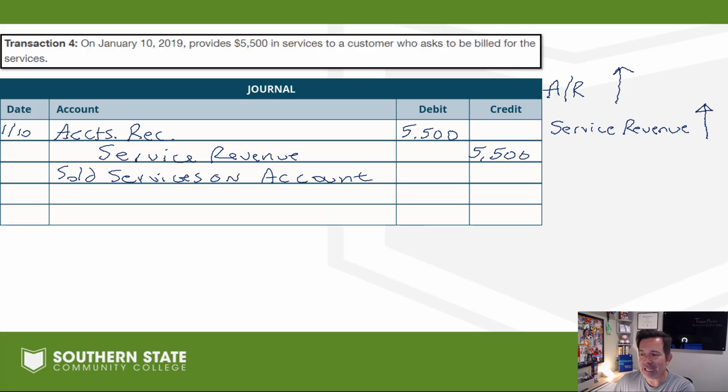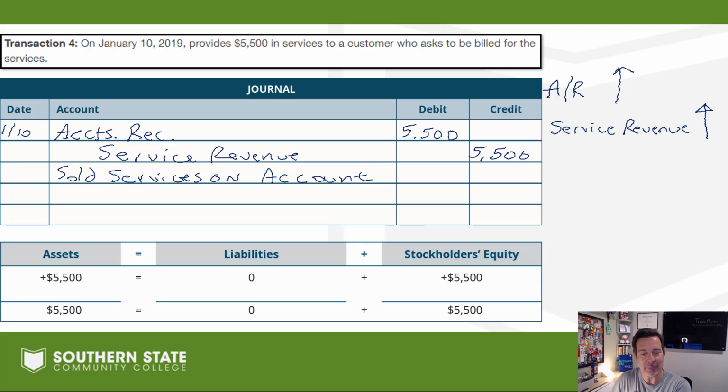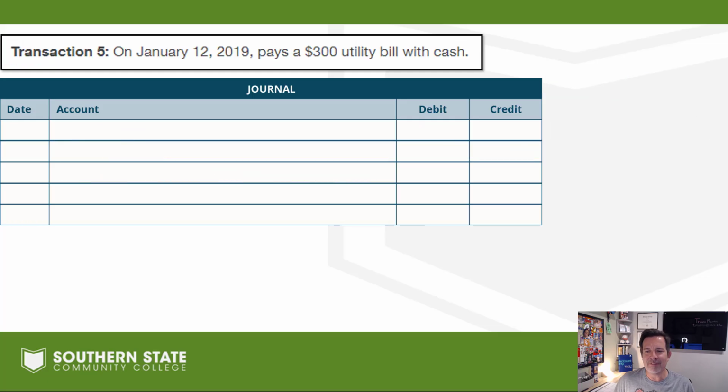How does that impact our accounting equation? Take a look. Assets go up $5,500. Our equity goes up $5,500. Remember, when we have revenue, that increases our equity. When we have expenses, we pay our employees, we pay the utility bill, we pay for supply, whatever the case might be. Our expenses go up and our equity goes down. How about an example of that right now?